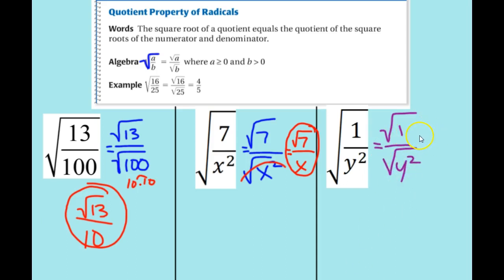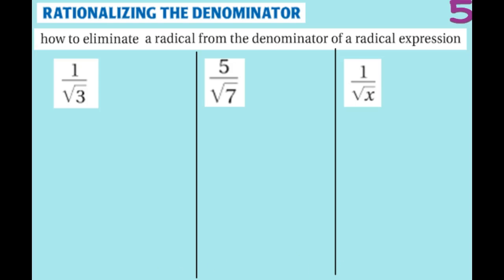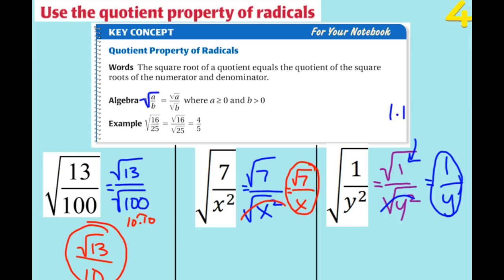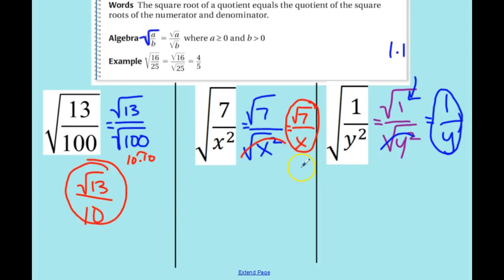Well, square root of 1, we actually know what this is. We don't need to leave it as square root of 1. Isn't 1 times 1 just 1? So that's really just 1. And our square root and our square cancel, leaving us with just y. So our answer is 1 over y. But if you notice back here, all of these had just a regular number on the bottom, or a letter, 10, x, and y.